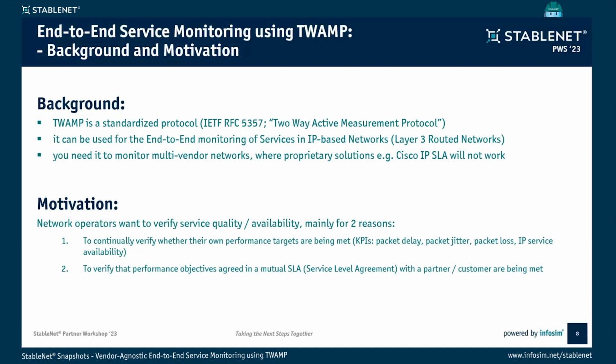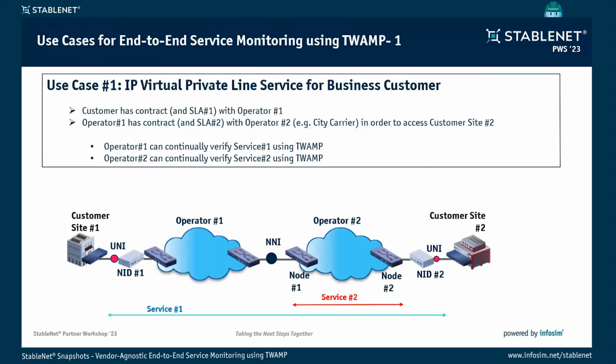And what's the motivation? Network operators want to verify the service quality and availability, mainly for two reasons. To continually verify, that is in service, whether their own performance targets are being met. And the KPIs for finding that out are usually packet delay, packet jitter, sometimes called delay variation, packet loss, and IP service availability. And the second motivation is to verify that performance objectives agreed in the mutual SLA with a partner or with the customer are being met.